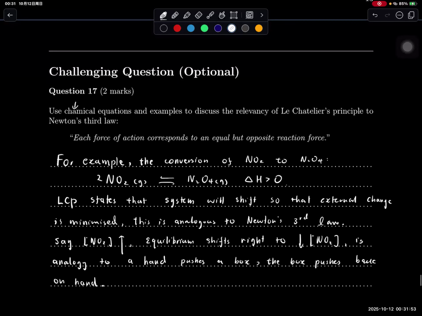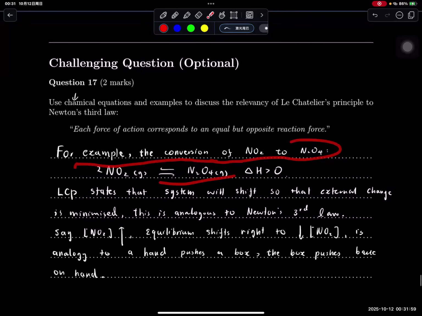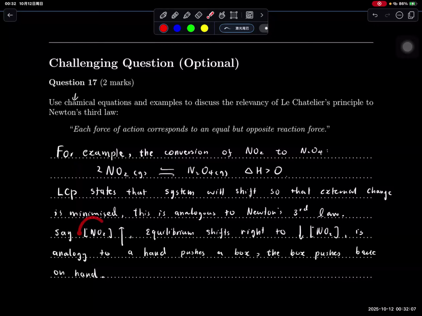So I started with an example. For example, the conversion of that into that, in this reaction, Le Chatelier's principle states that the system shifts so that the external change is minimized. This is analogous to Newton's third law: say if this increases, the equilibrium will shift to the right so that this decreases. It's basically an analogy to a hand pushing a box, and the box is also pushing back on the hand, so that the hand feels a reverse force trying to stop it from pushing the box. Does that make sense? It's this opposing effect. I'll let you think about this.